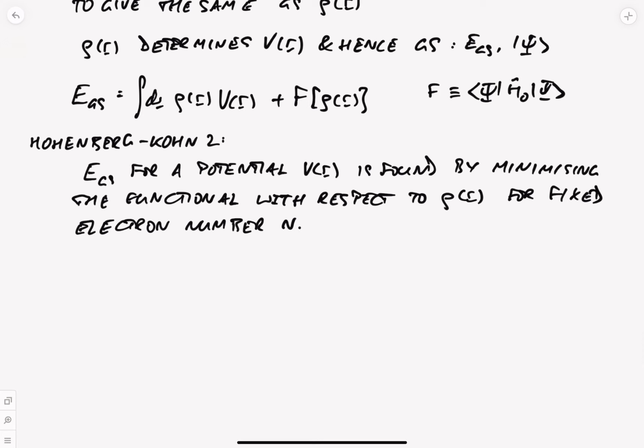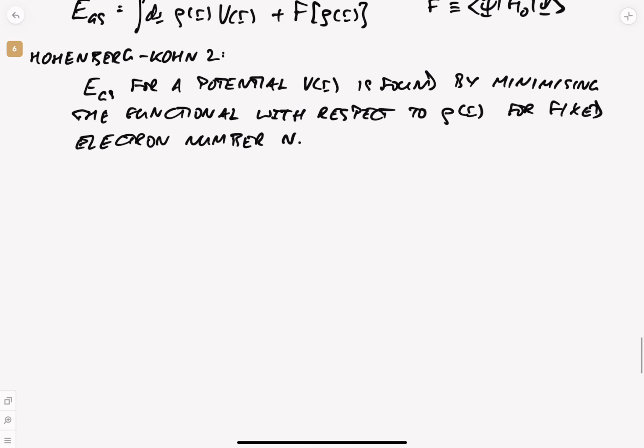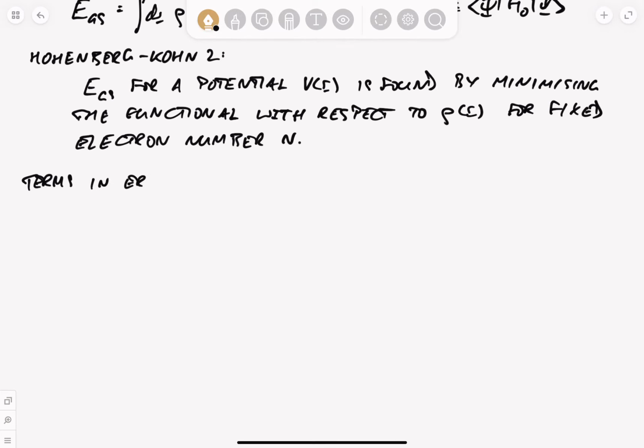But what it means is that we now have a way to find the ground state of an interacting system simply in terms of the charge density, and that simplifies life enormously. It means that we actually have a practical approach to solving the many-body problem. Let's just consider the terms in the energy, because you're going to need to know these terms in order to do the calculations.